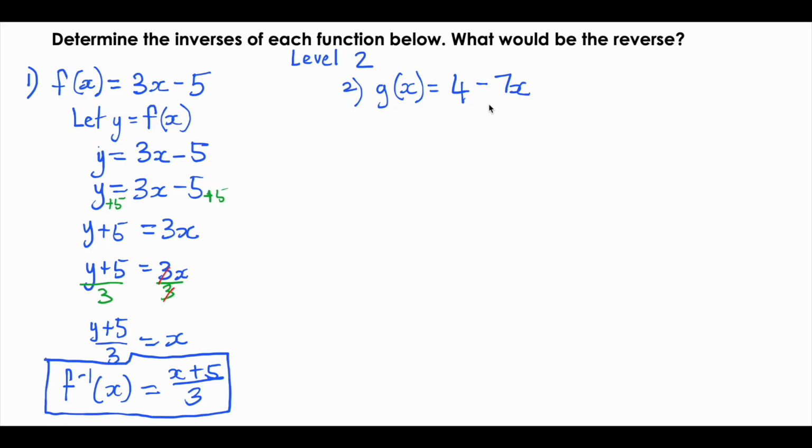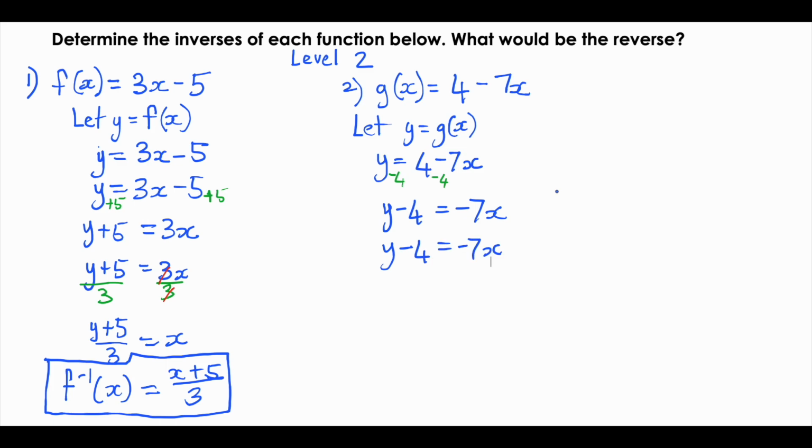All right, so we have this one here now, and we do the same concept again. We say let y equal g of x, and then y is equal to 4 minus 7x. Now, we want to get the minus 7x by itself first. So we're going to subtract 4 from both sides. Now that we did that, we end up having y minus 4 is equal to negative 7x. Now, what do we do from here?